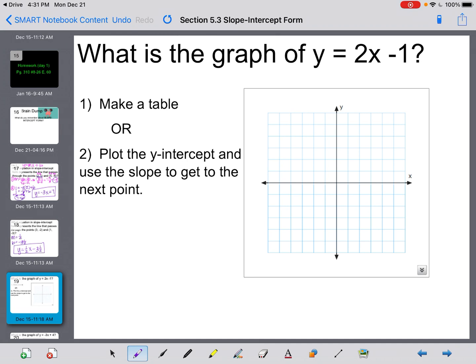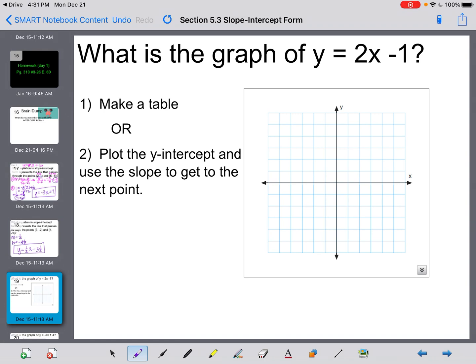Okay, moving on. They're going to give us the equation, and they're asking us to actually find the graph of it. So there's a couple things we can do. We can either make a table, or we can plot the y-intercept and then use the slope to get the next point. In my opinion, the easiest is to plot the y-intercept and use the slope to get the rest of the points, but we can do both.